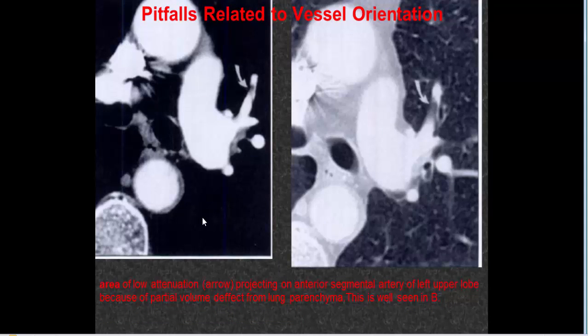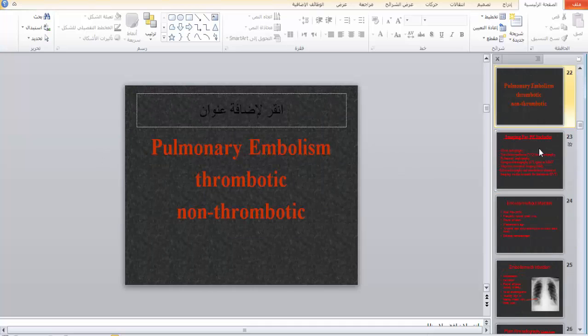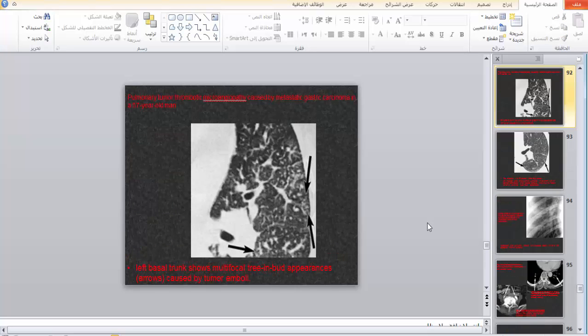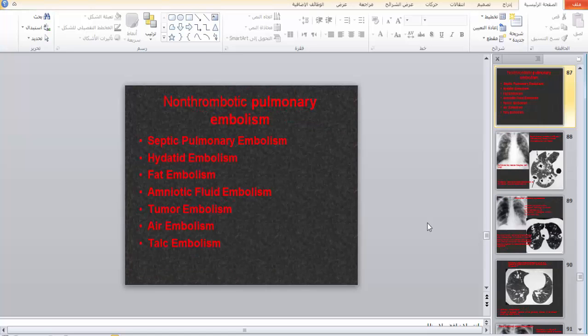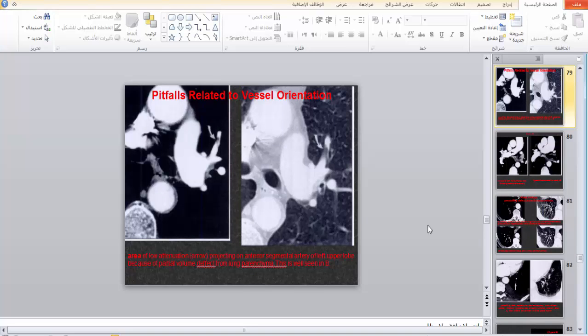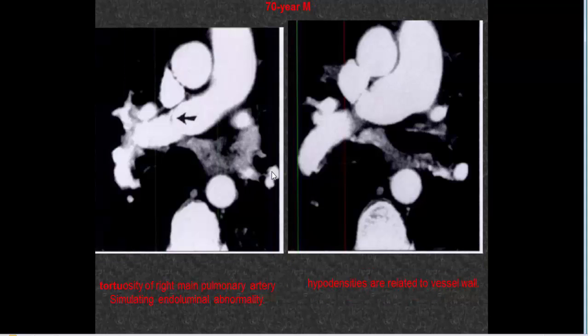Pitfalls related to vessel orientation. Area of low attenuation projecting on the anterior segmental artery of the upper lobe. As we see, the anterior segmental artery of the left upper lobe. This is related to orientation: the area of low attenuation in the anterior segmental artery of the left upper lobe is because of a partial volume defect from lung parenchyma, as seen in B. These are pitfalls related to vessel orientation.